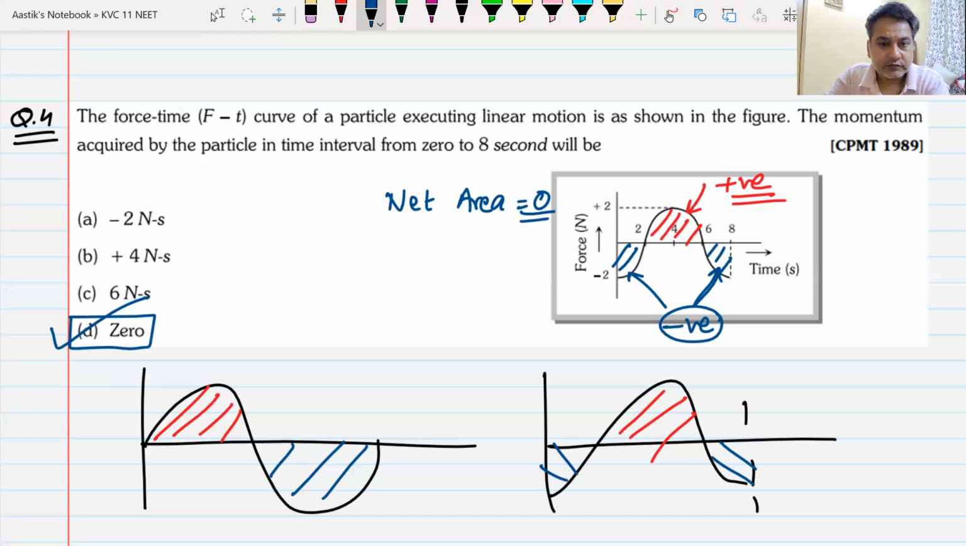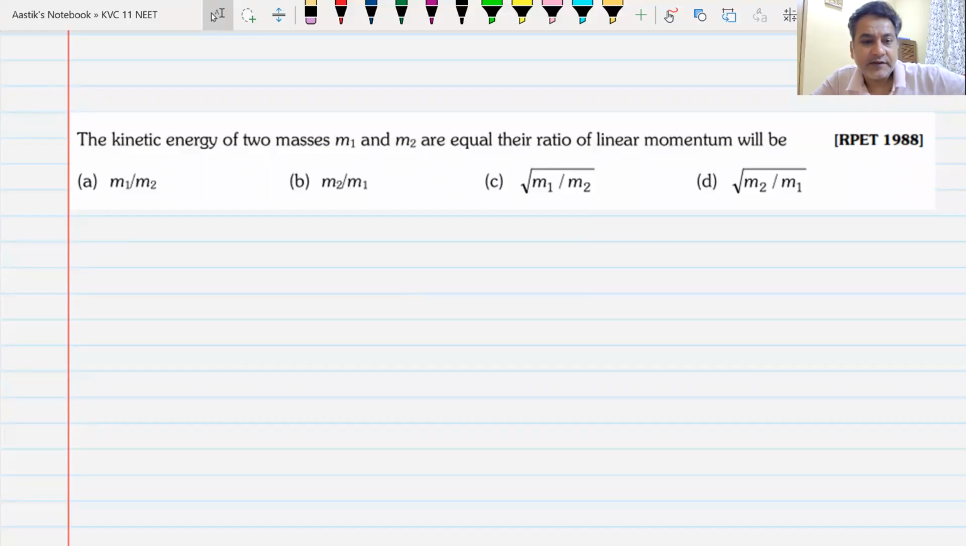This one. The kinetic energy of two bodies of mass m1 and m2 are equal. What is the ratio of their angular momentums?